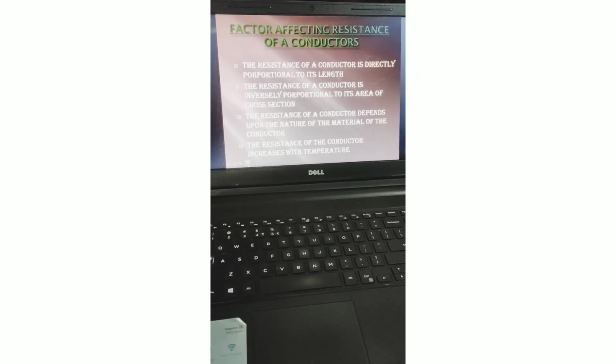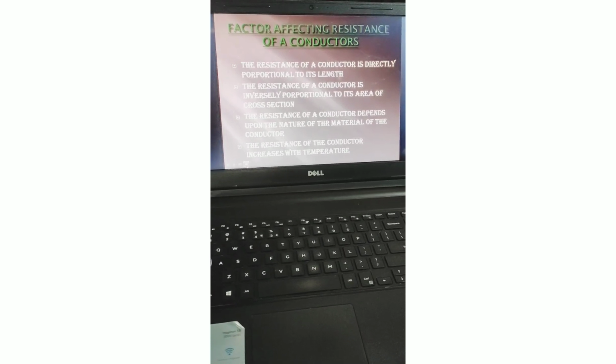If we increase the temperature of any conductor, the resistance will also increase.